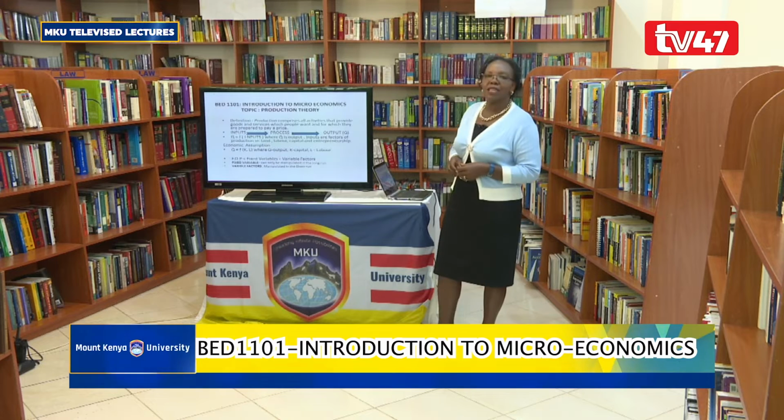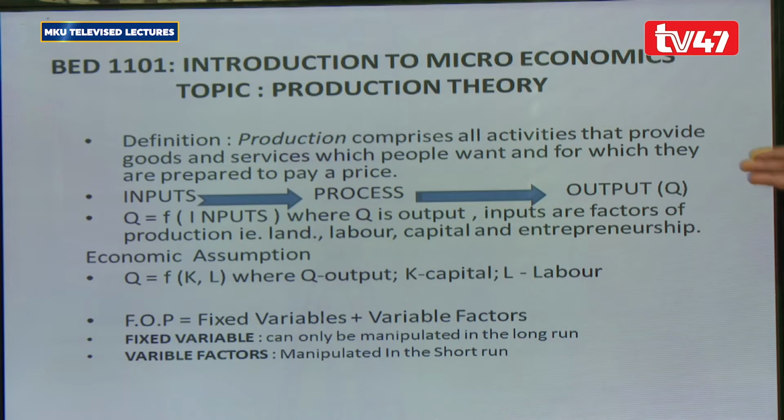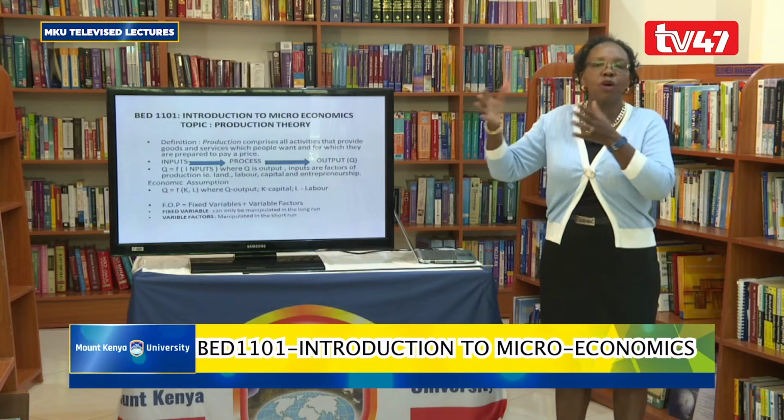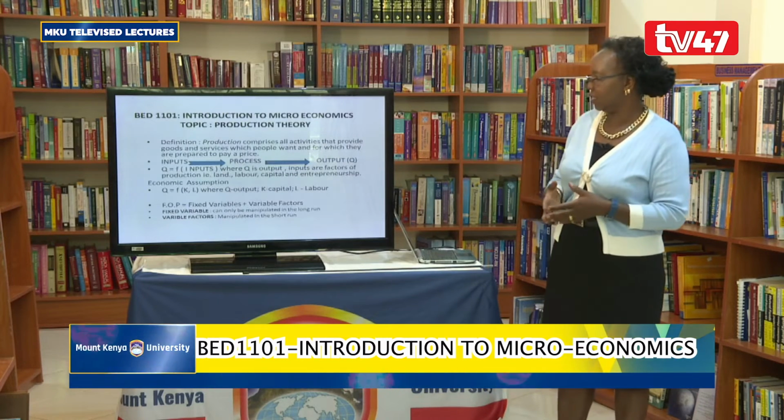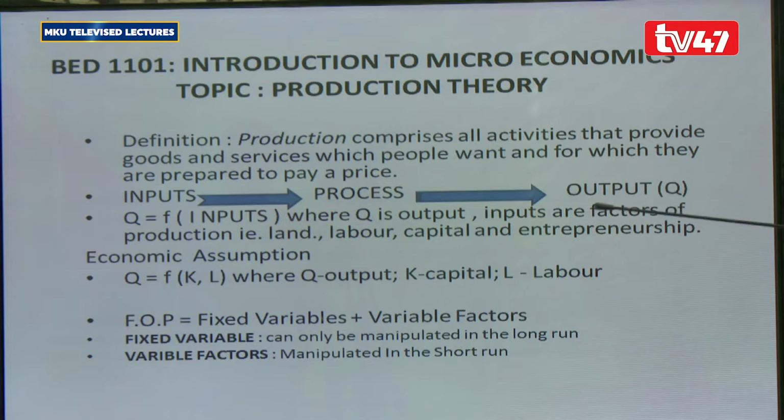So we start by understanding what is production. Production comprises, as my slide shows, all the activities that provide goods and services that the consumer is willing to pay a price for. So it means that the producer must be able to convert the raw material, which we call the inputs, into outputs through a specific process. Like I've shown here, the inputs must be converted to the output. From right now, we are going to be referring to this output as Q.